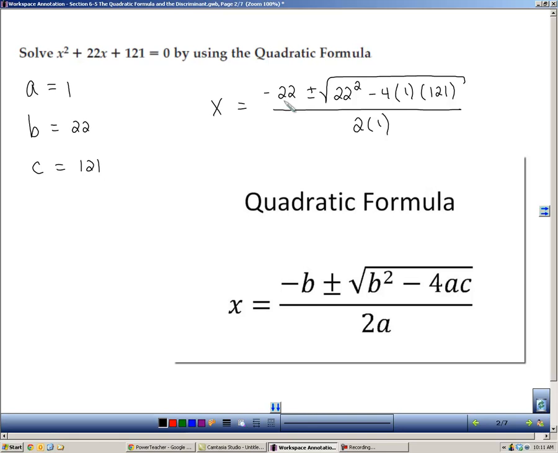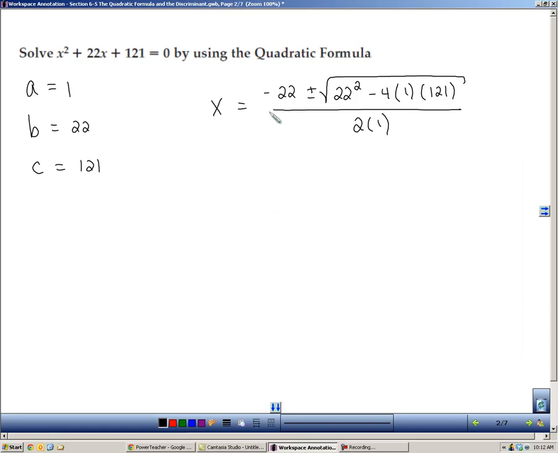So we have opposite of b plus or minus the square root of b squared minus 4 times a times c, all over 2a. One thing I want to point out is that this division bar is underneath the entire top. It's underneath everything. Some people mistakenly just put it right here and divide the second half, but that's not true. You divide everything by the 2a. Now we'll simplify.